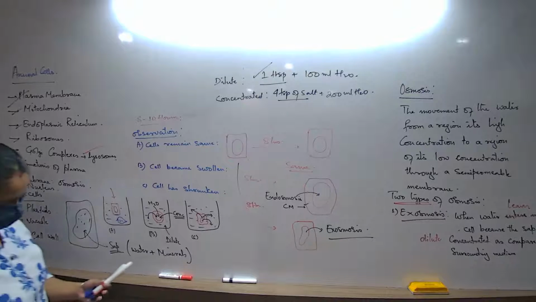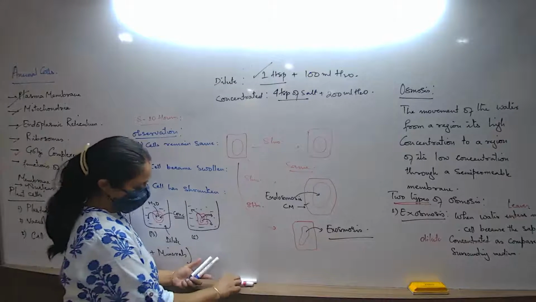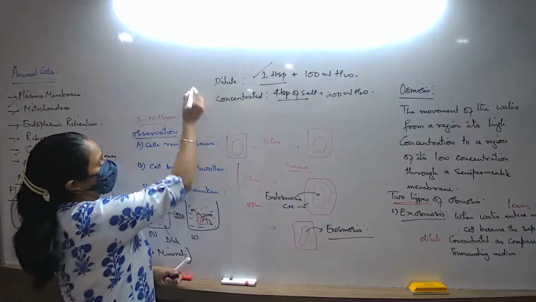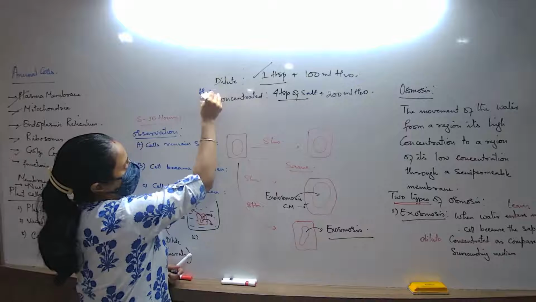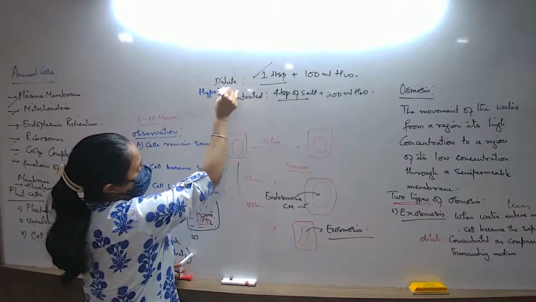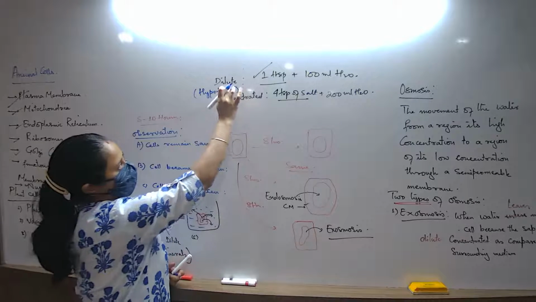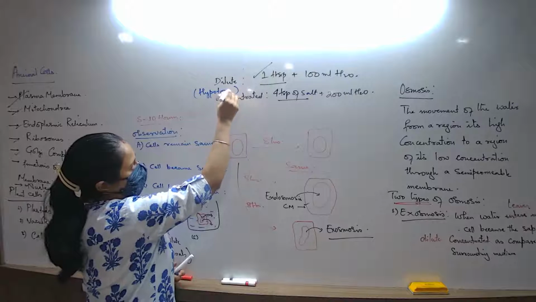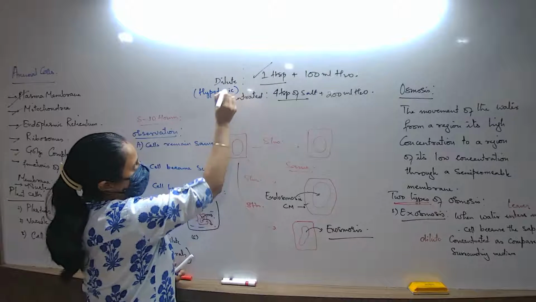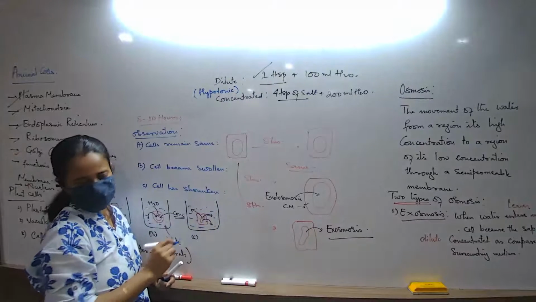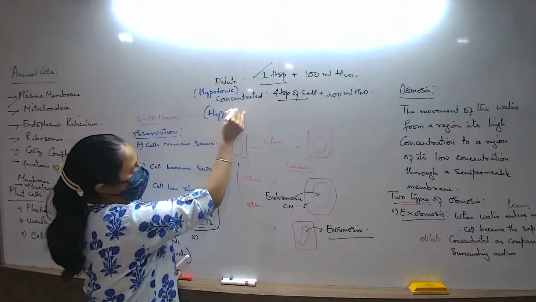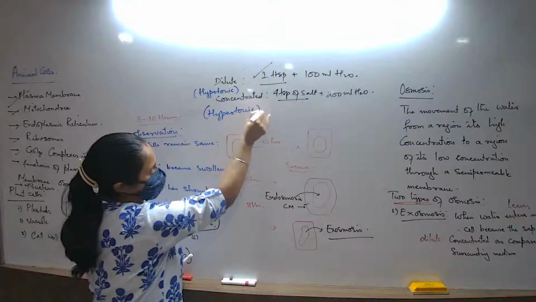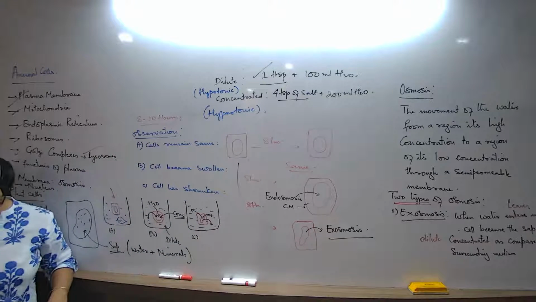Let us learn two more words. What are those? The dilute solution, we can also define as a hypotonic solution. Dilute solutions are also known as hypotonic solutions. Concentrated solutions are also known as hypertonic solutions. Let us learn these two terms.